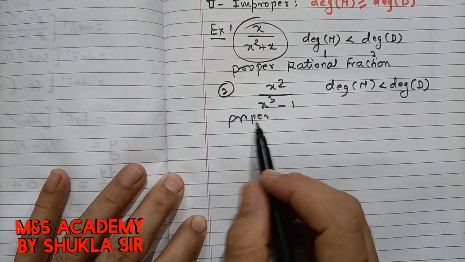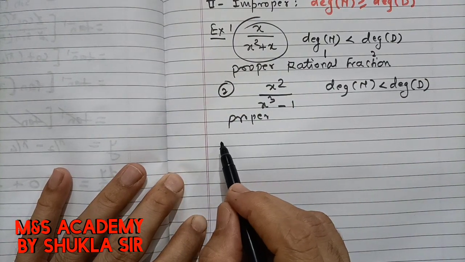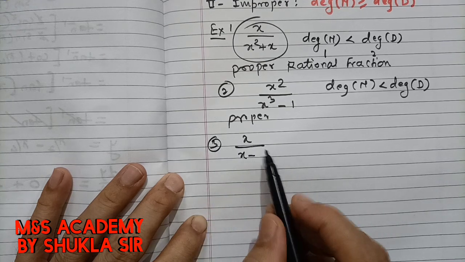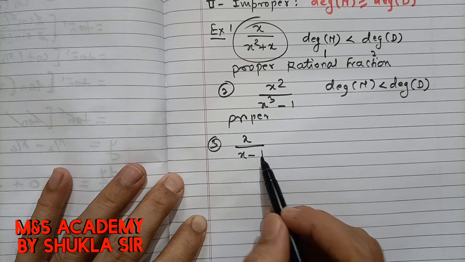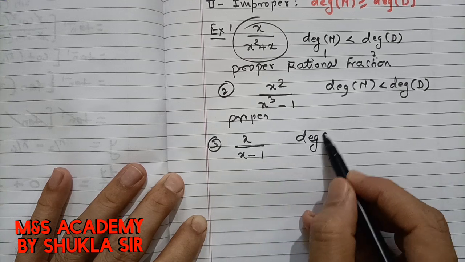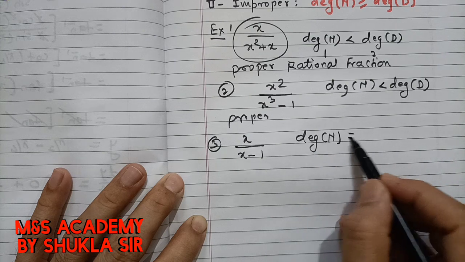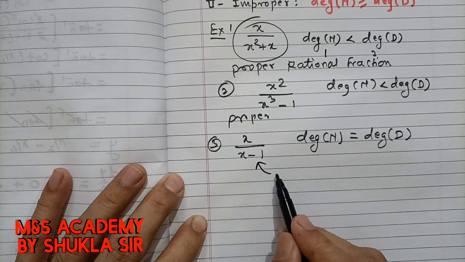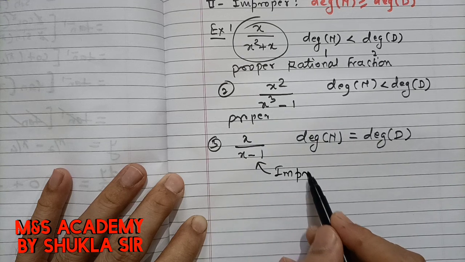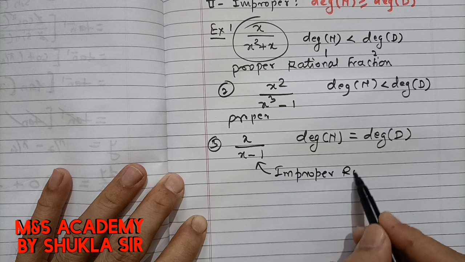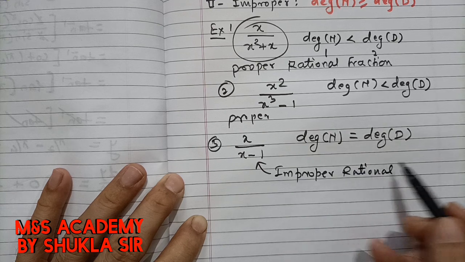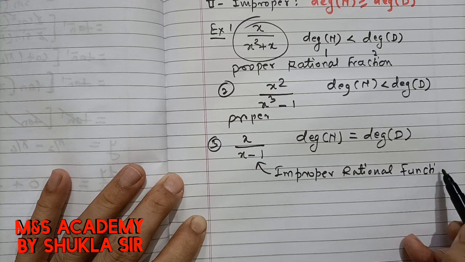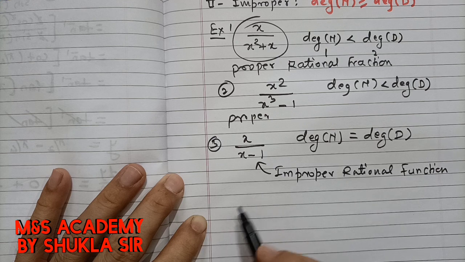Let's take a few examples for improper. x divided by x minus 1. Here the degree of numerator is equal to degree of denominator. So this is your improper rational function, or fraction, you can say. Some people say function, some people say fraction, it is your choice.